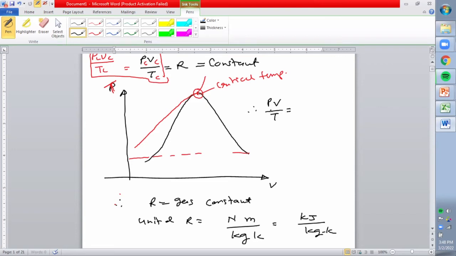Sir, by mistake. So the unit of pressure is Newton per meter square. Unit of volume is meter cube per kg. Unit of temperature is Kelvin. So Newton meter per kg Kelvin. If it is kilonewton, then kilonewton meter per kg Kelvin. 1 Newton meter is equal to 1 joule. So it is joule per kg Kelvin. If it is kilonewton, then kilojoule per kg Kelvin. Don't write equal to here, write it like this, otherwise there will be confusion.